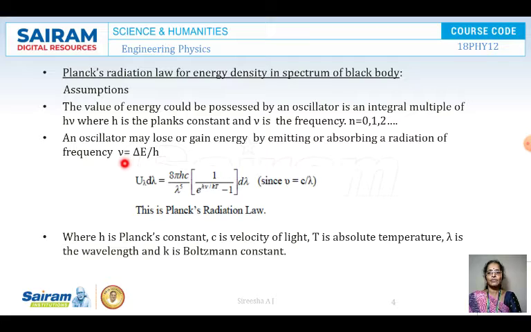And he has also given this equation called Planck's radiation law. It is u lambda d lambda is equal to 8 pi hc by lambda to the power of 5 into 1 by e to the power of h nu by kT minus 1 into d lambda. This is Planck's radiation law, where h is Planck's constant, c is the velocity of light, T is the absolute temperature, lambda is the wavelength, and k is the Boltzmann constant. This is Planck's radiation law, which could explain the black body radiations at longer as well as shorter wavelengths.